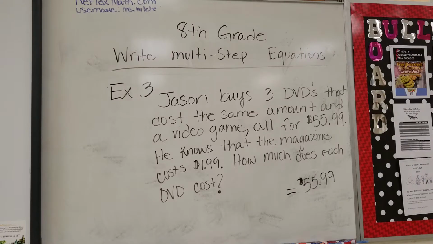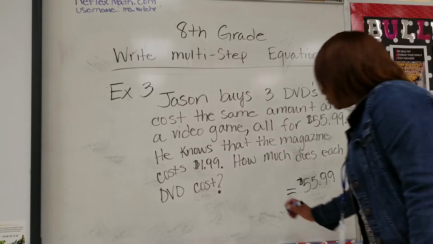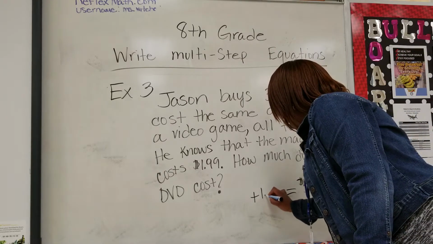Let's see what else we know. He knows that the magazine costs $1.99. How much does each DVD cost? So we already know that the magazine that Jason bought cost $1.99. So we have to add that in.